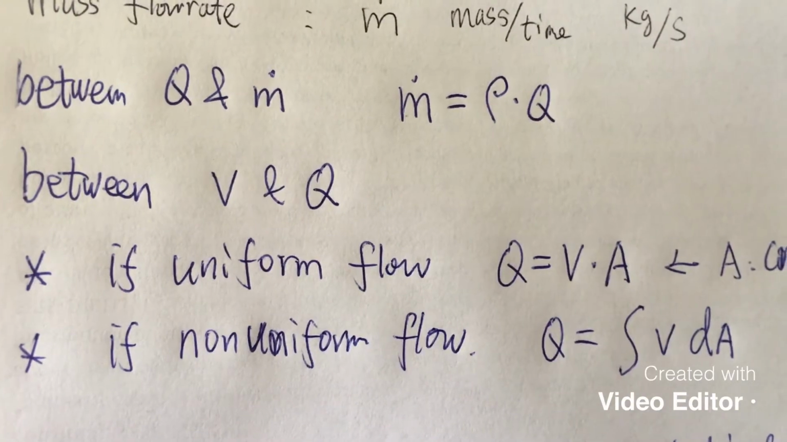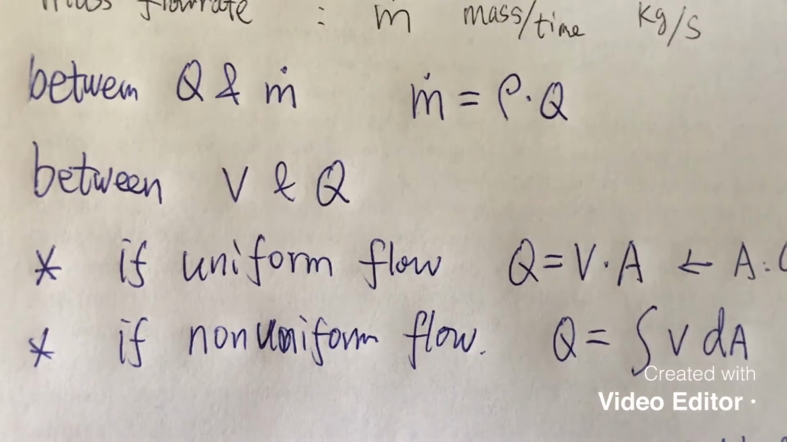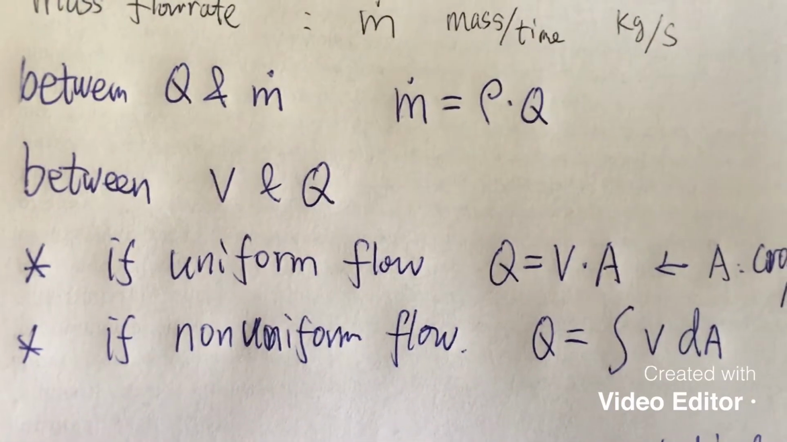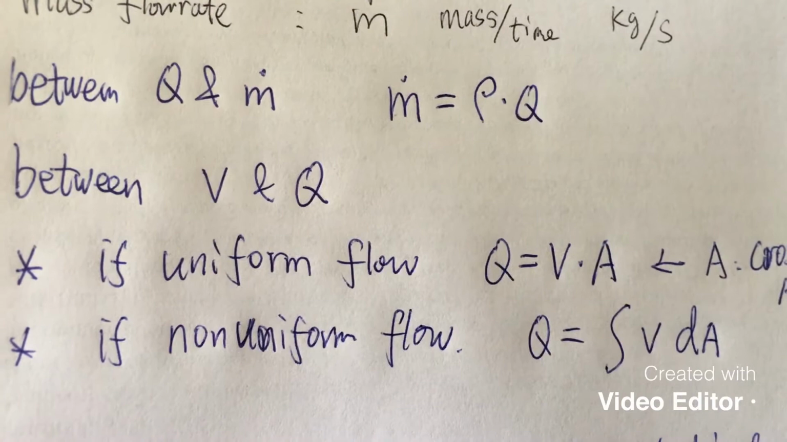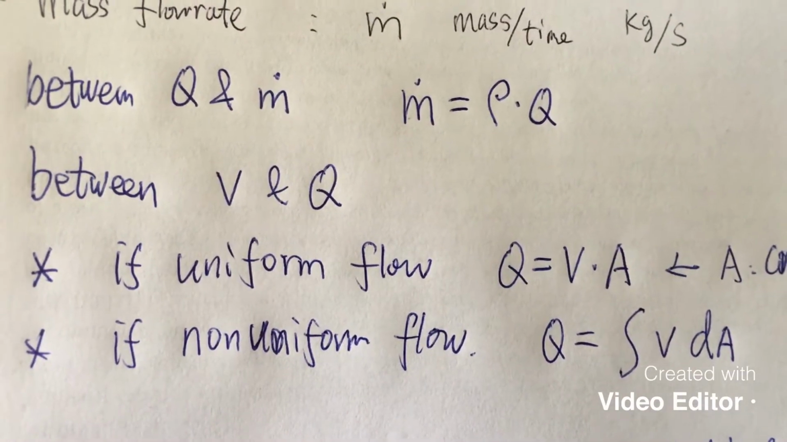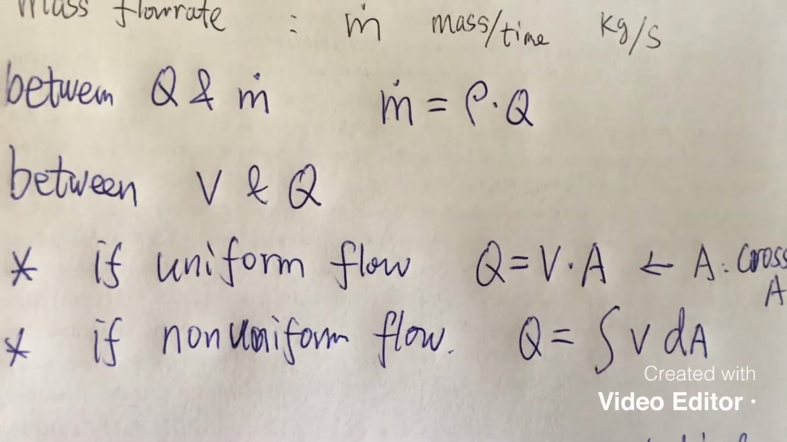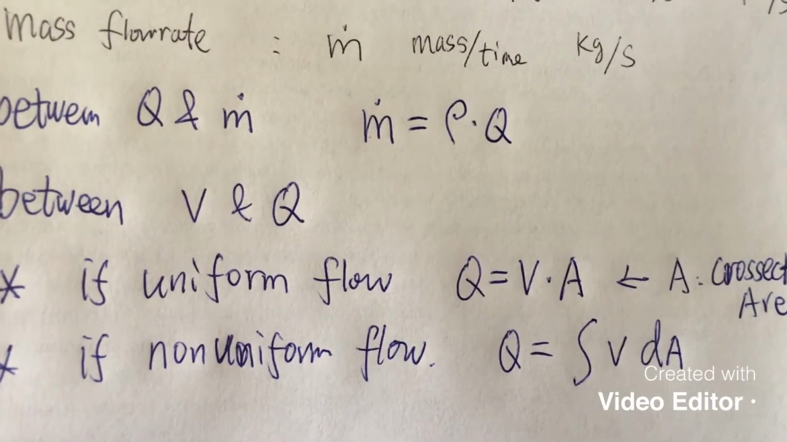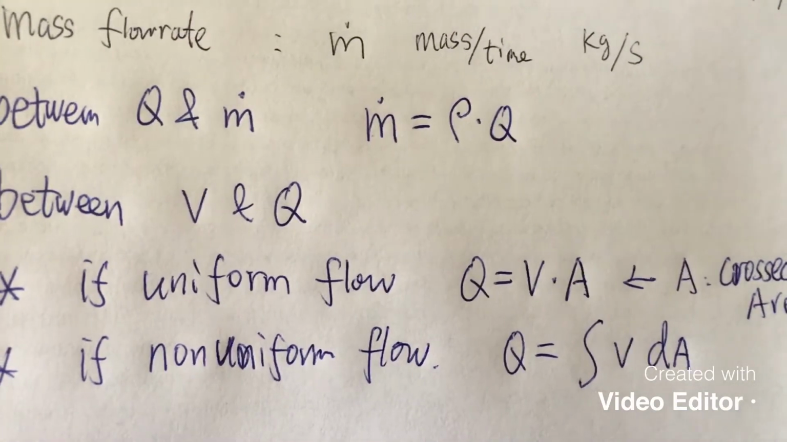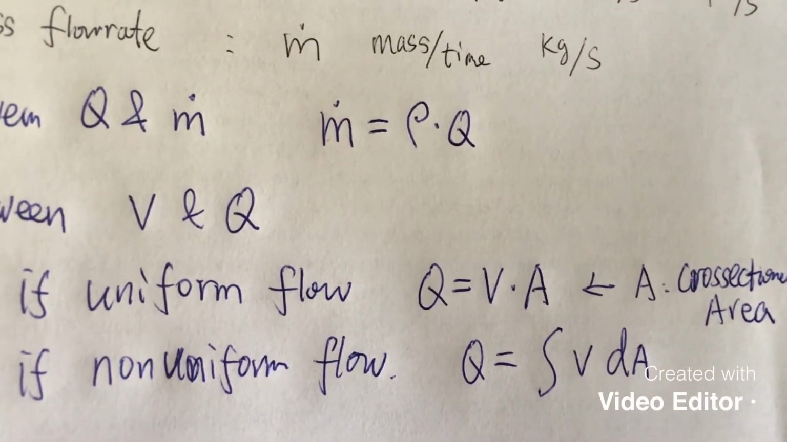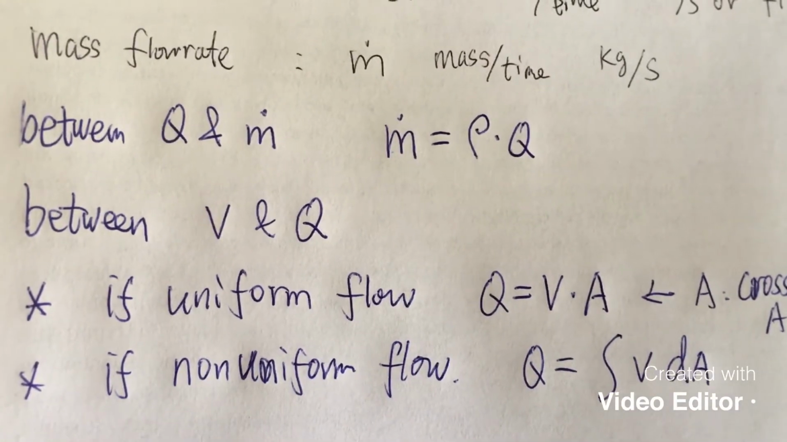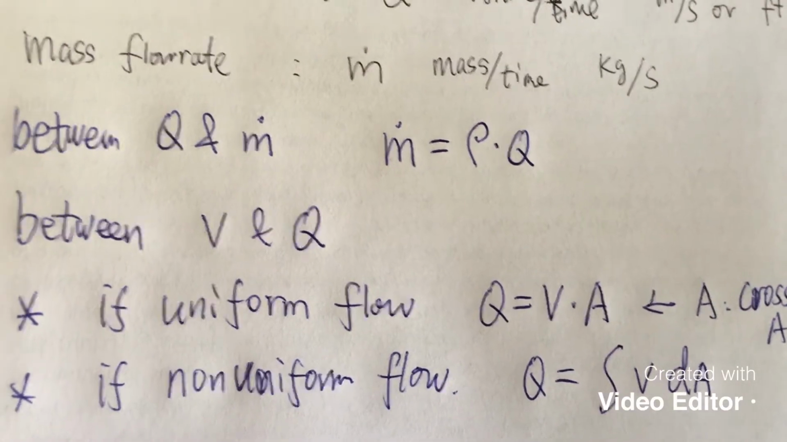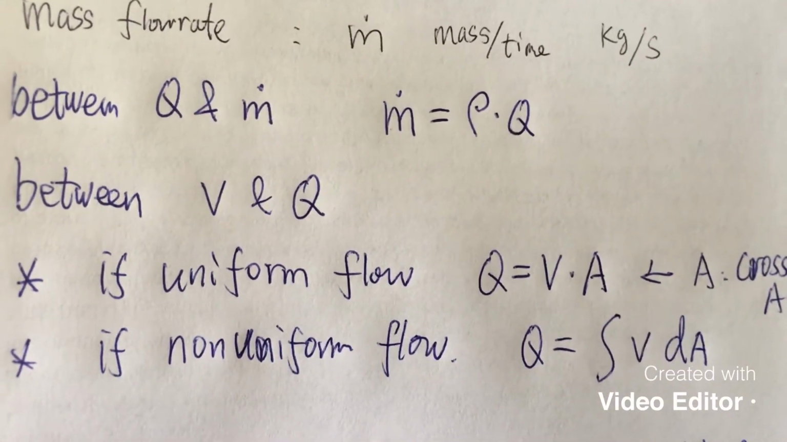However, not all cases are like that. A very big condition you need to consider is whether the flow is uniform or non-uniform. Remember, we talked about uniform and non-uniform before, right? If it's uniform flow, sure, it's easy. Q equals V times cross-sectional area, A, because the velocity is constant on that cross-section. It's easy to do.